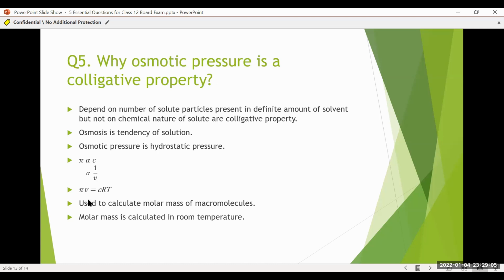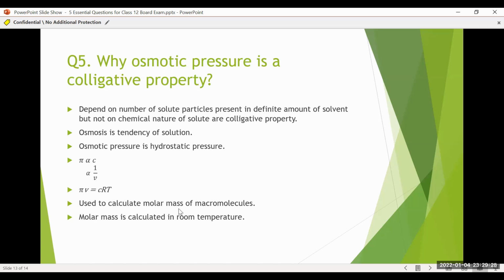colligative property. What is the purpose? I hope you understood this part, कि ये colligative property क्यों है? क्योंकि osmotic pressure molarity पे dependent है. Molarity क्या है? Number of moles per unit volume. Moles means number of particles of solute. ये बात बहुत clear हो जाती है. What is the purpose of this term osmotic pressure?